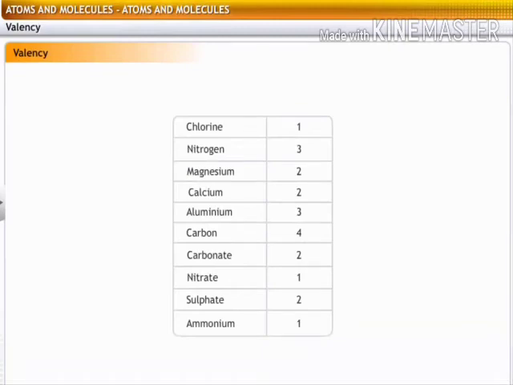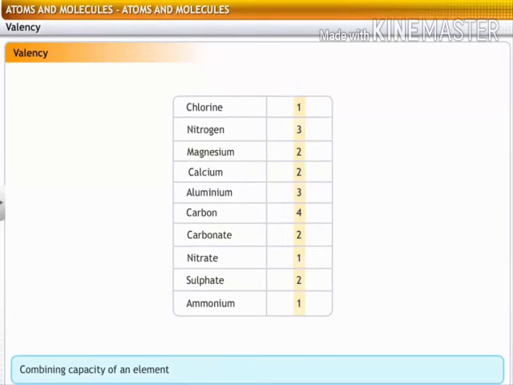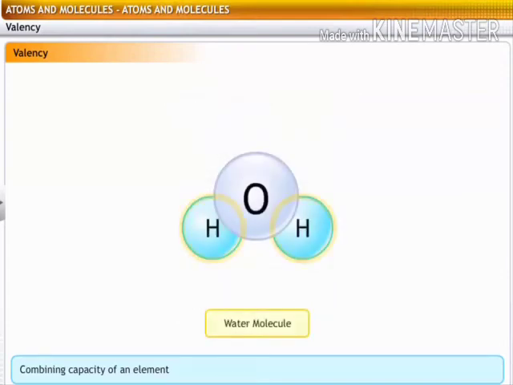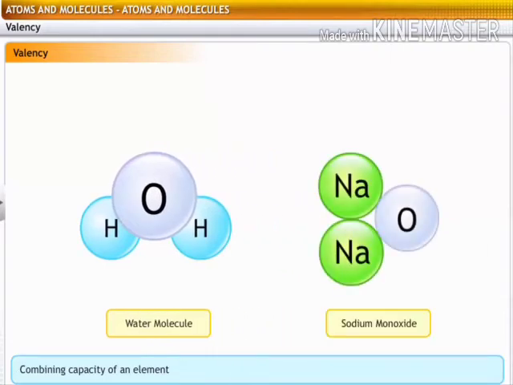We know that atoms of an element combine to form a compound. Every atom has a specific combining capacity. This combining capacity of an element is known as valency. For example, consider a water molecule. It has 2 atoms of hydrogen and 1 atom of oxygen. This shows that the combining capacity of oxygen is 2 and it takes 2 hydrogen atoms. Similarly, sodium monoxide has 2 atoms of sodium and 1 atom of oxygen. Thus, the combining capacity of sodium is 1 and oxygen is 2.